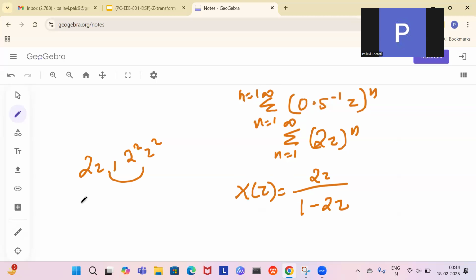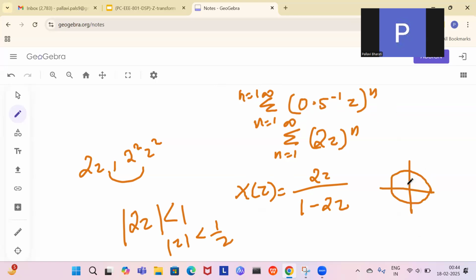And how will you get the ROC? Just take this 0.5 inverse z, or say mod of 2z lesser than 1. So that will give you mod of z lesser than half. So that is what the ROC will be: inside a circle of radius 0.5. ROC will be inside the circle of radius 0.5.